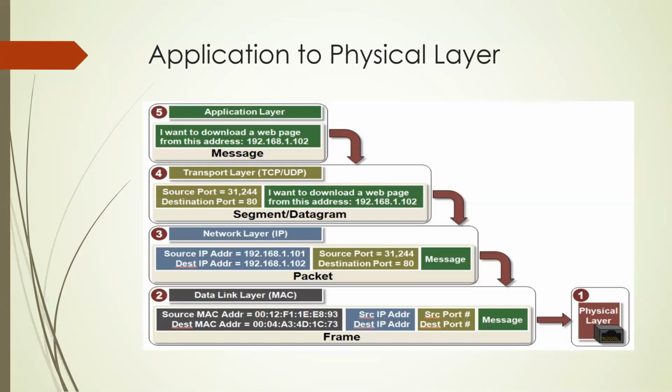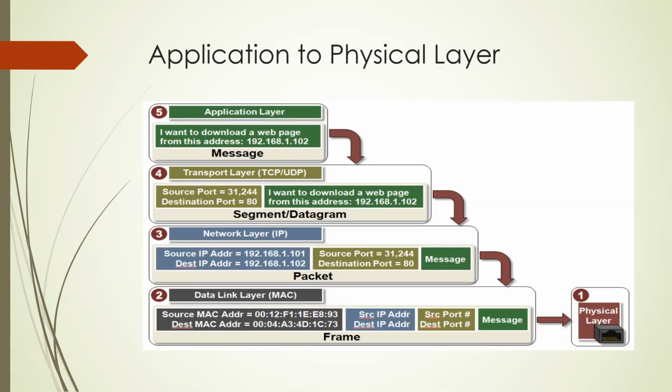Like in the application layer, if I want to download a web page, the address is 192.5.102. Similarly, in the transport layer, the source port and destination port are given. Again the message, I want to download a web page from this address. The address is specified. This is called a segment or datagram.